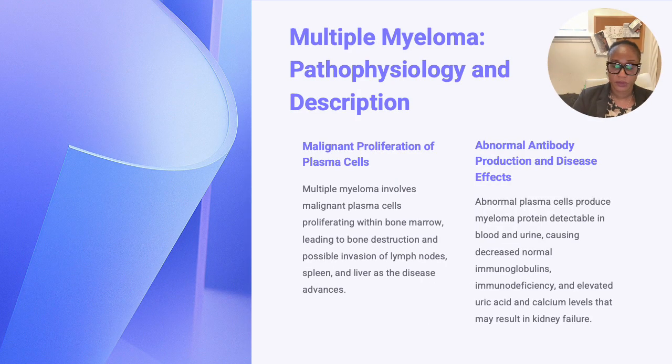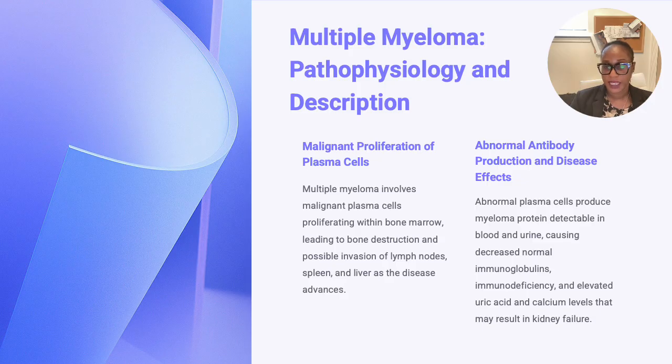So multiple myeloma, pathophysiology and description, and I'm just going to be repeating these. I'm aware of it. It helps for reinforcement as well. So malignant proliferation of the plasma cells. As I mentioned, multiple myeloma involves malignant plasma cells proliferating within bone marrow, leading to bone destruction and possible invasion of the lymph nodes, spleen, and liver as the disease advances.